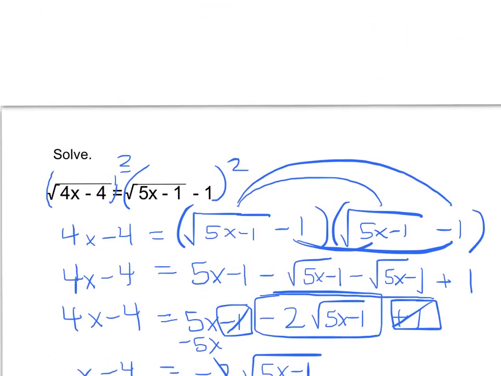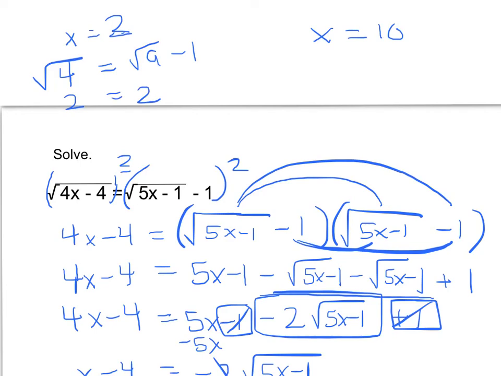So I'm thinking x is 2 and x is 10. So if I plug 2 in, I'm going to have root 4 times 2 is 8, and 8 minus 4 is 4, and the square root of 4 is 2, equals 5 times 2 is 10, 10 minus 1 is root 9, which is the square root of 9 is 3, and 3 minus 1 is 2, so that solution appears to work.